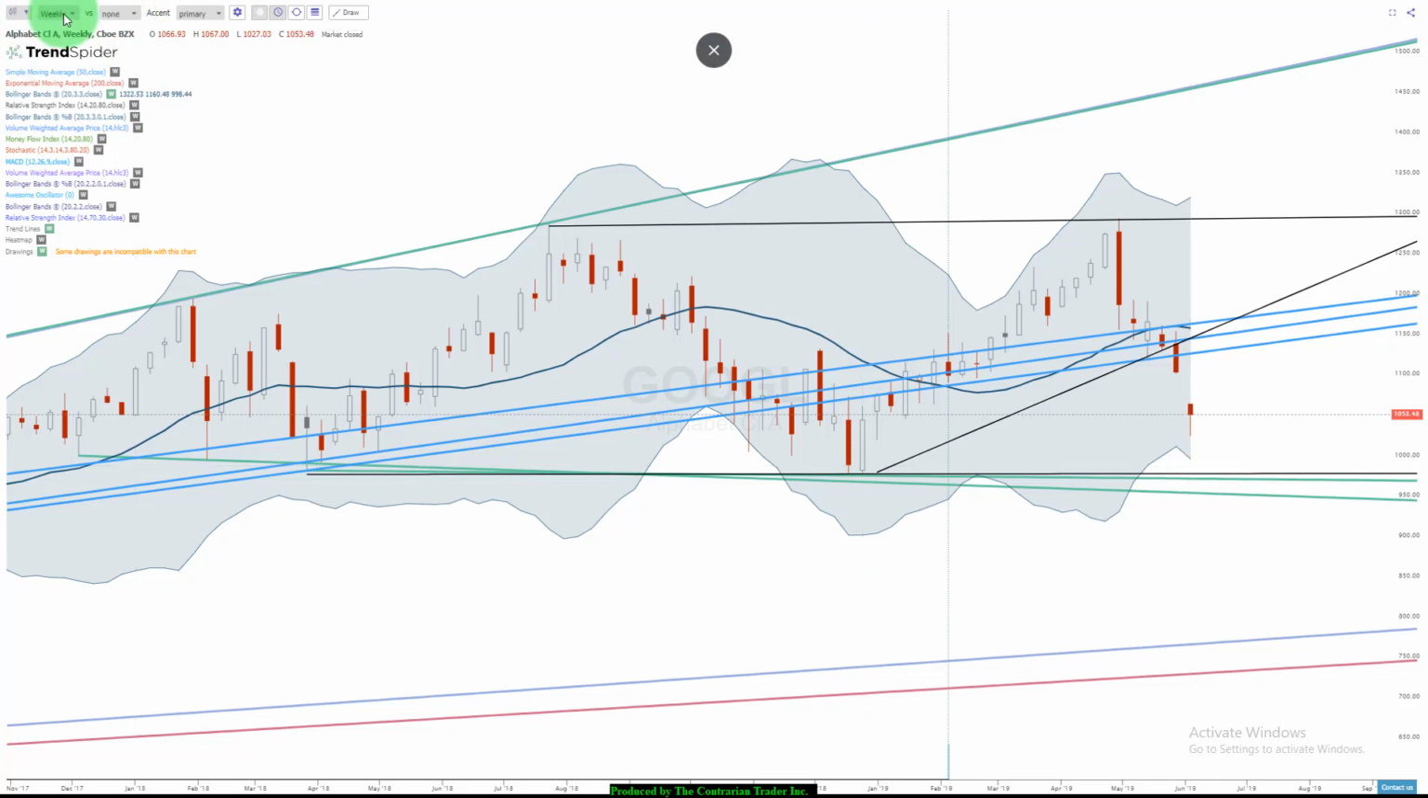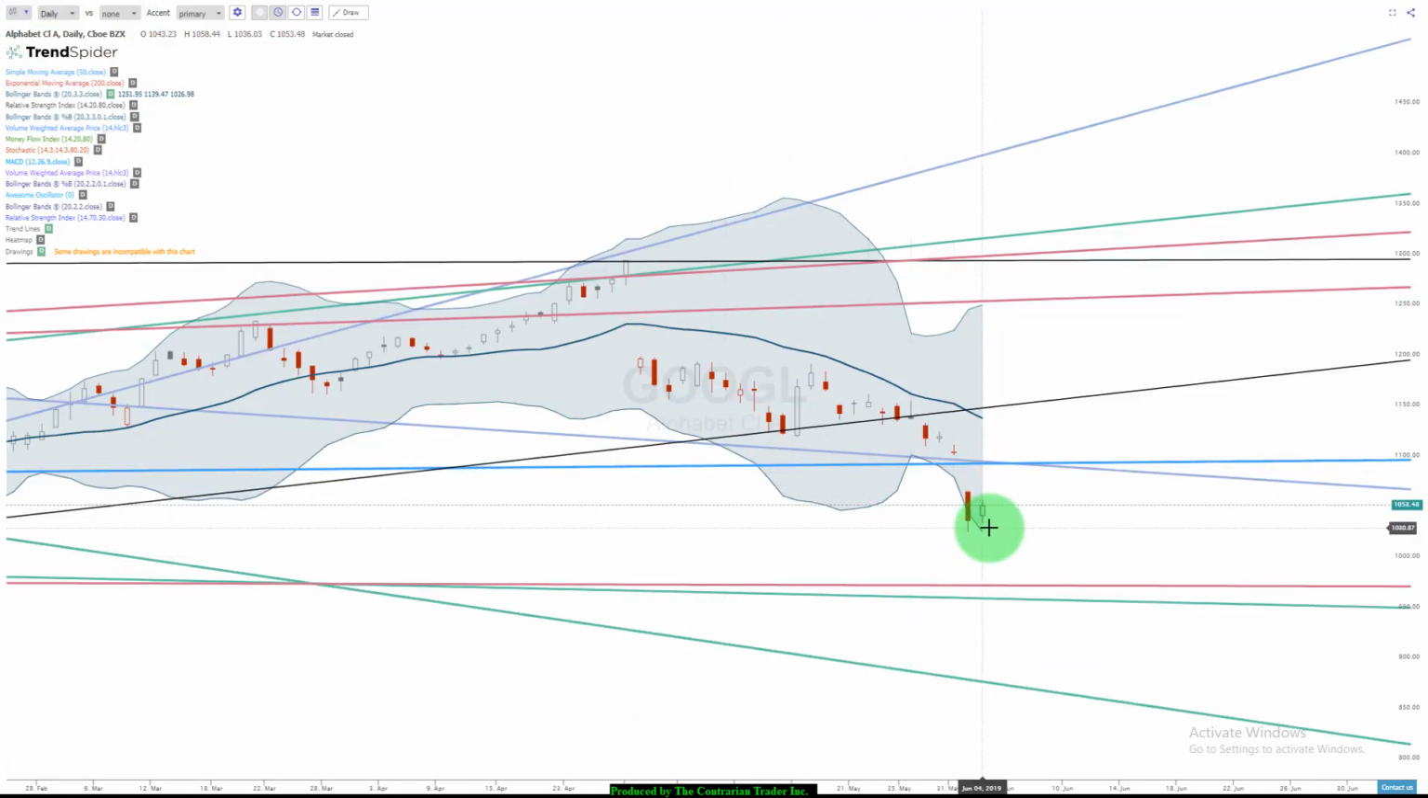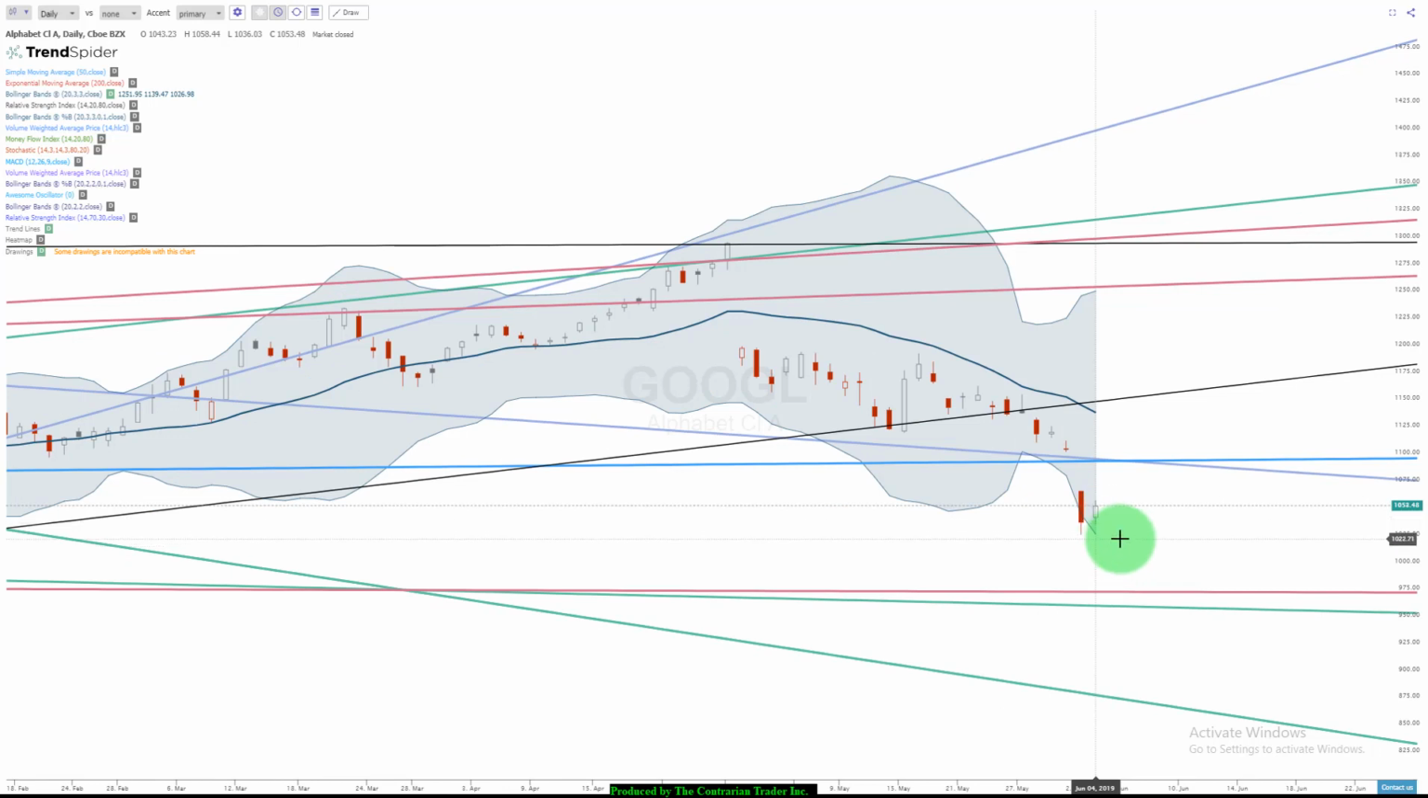We'll take a look at a daily chart. Yeah, we're probably going to rally here in the short term up to 1075 a share to 1100. I think we're going to roll over very, very soon. And it's not just a Google thing. It's not just a Facebook thing. It's a market thing. And you may be saying, what is it that you do like?